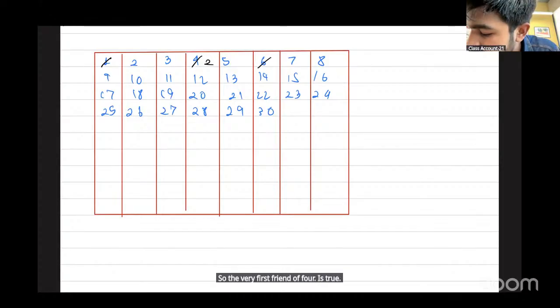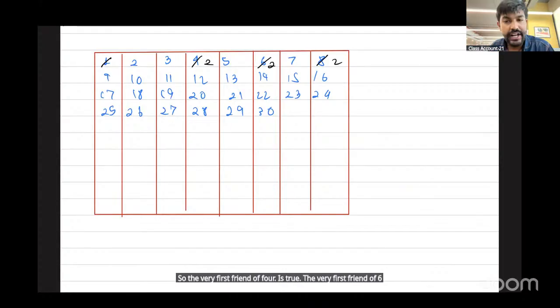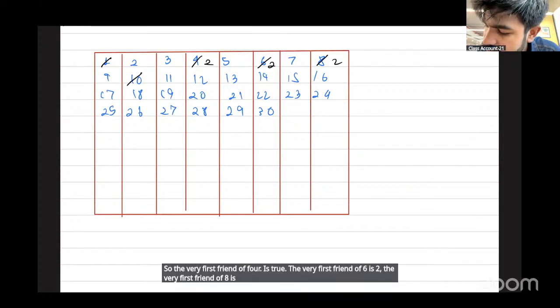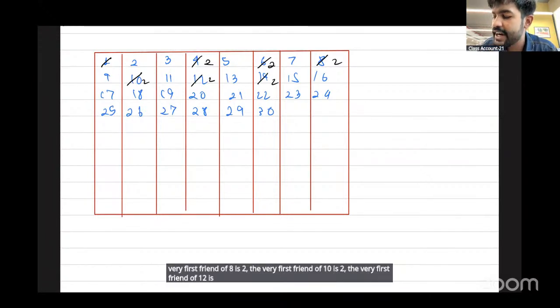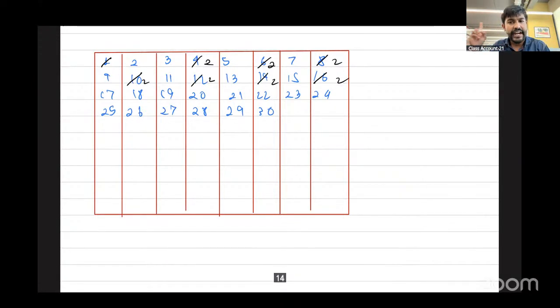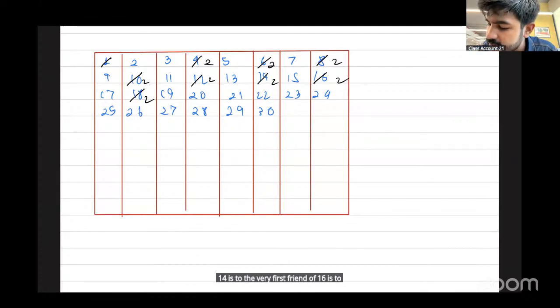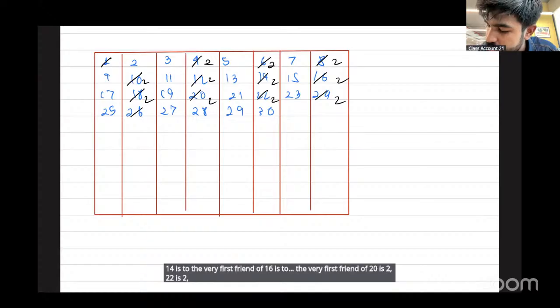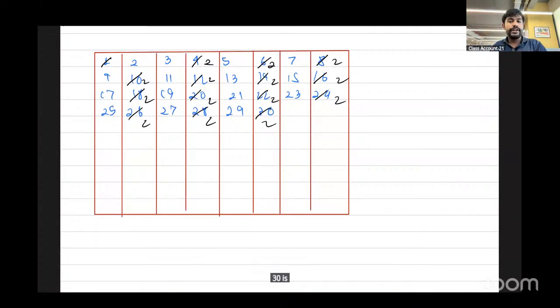The very first friend of 6 is 2. The very first friend of 8 is 2. The very first friend of 10 is 2. The very first friend of 12 is 2. The very first friend of 14 is 2, of 16 is 2, of 20 is 2, 22 is 2, 24 is 2, 26 is 2, 28 is 2, 30 is 2. The very first friend of all these numbers is 2.